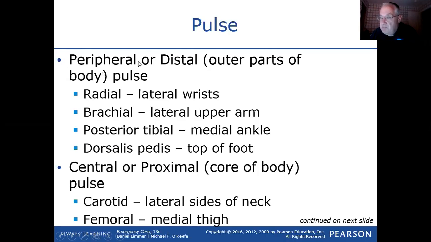So examples of peripheral distal pulses, and they use it interchangeably, are your radial pulse on the lateral side of your wrist, so the lateral side is going to the outside. The brachial is the lateral part of your upper arm. Your posterior tibial is the medial part of your ankle. And your dorsalis pedis is the top of your foot. And again, I have pictures coming up in a second. And the stronger pulses that are closer to your heart, closest to the center of your body, are your carotids on the lateral side of your neck. Remember, there's 2 of them. And your femorals on the medial side of your upper thigh and your groin area.